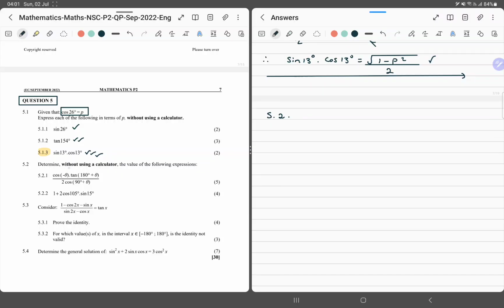5.2. We're told to determine, without using a calculator, the value of the following expressions. 5.2.1. We've got cos of minus theta times the tangent of 180 degrees plus theta, divided by 2 times cos of 90 degrees plus theta.